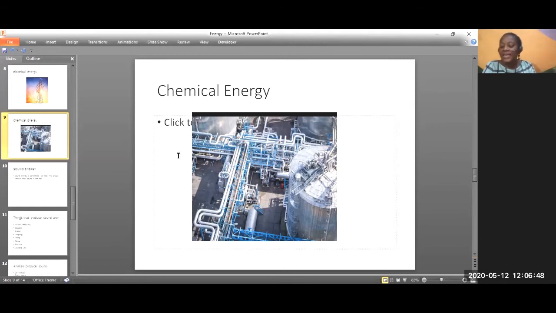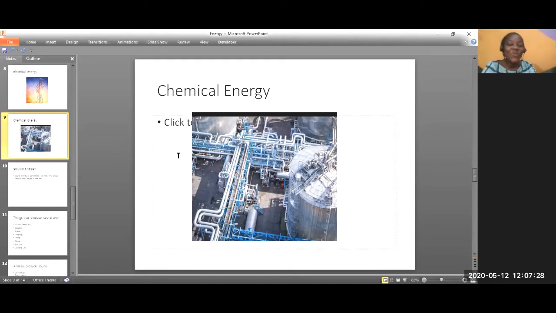Yes, chemical energy is stored in substances that contain chemicals, like petrol. You have them stored in a container. The crude oil will be processed, like we have in the picture here. Yes, this is a picture of chemical energy. You can see different containers there. That big container there, the thing inside that container is chemical. Yes, you store your chemical energy in a substance, in a container, so that you can make use of it whenever you want to use it.